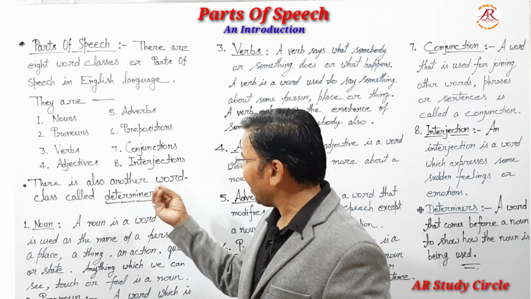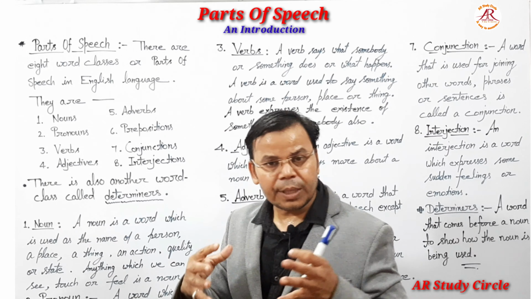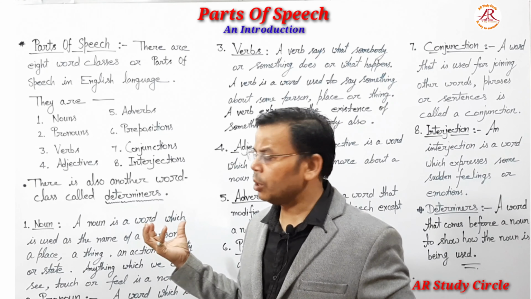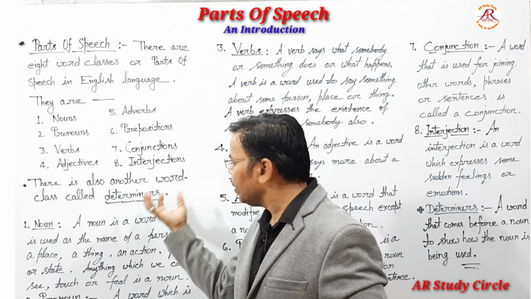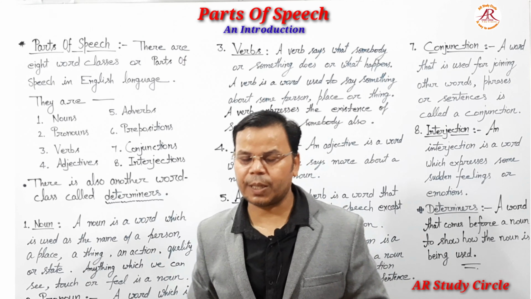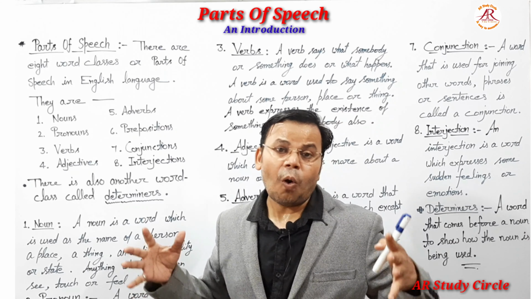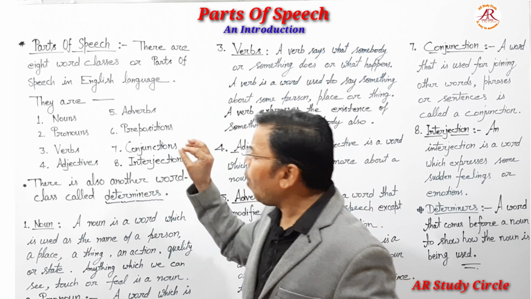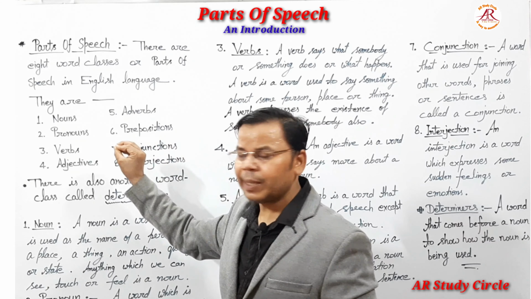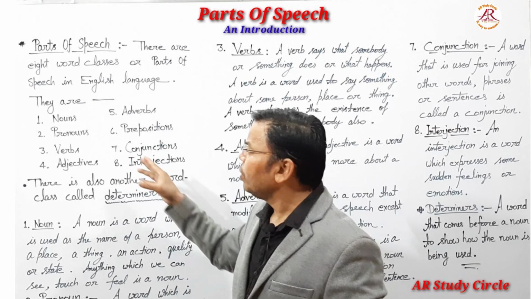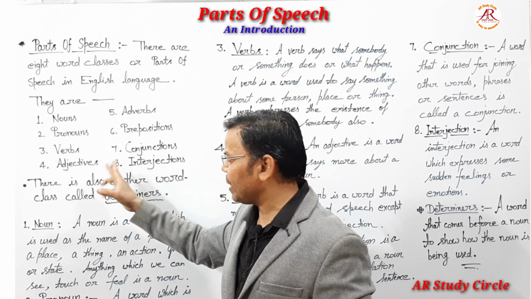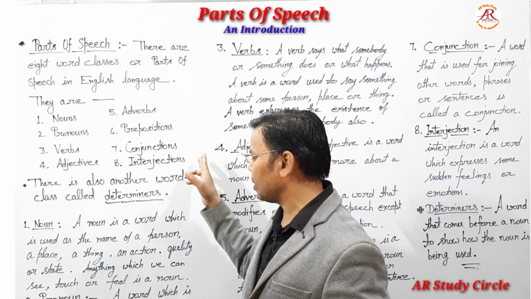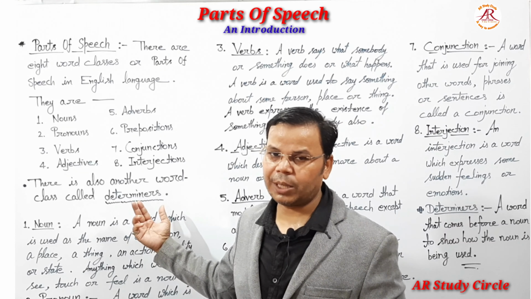There is also another word class, and it is equally important. This word class is called determiners. Yes, determiners. Determiners have great importance in English grammar. So we must know all the word classes and their functions in English grammar. These are nouns, pronouns, verbs, adjectives, adverbs, prepositions, conjunctions, interjections and determiners.